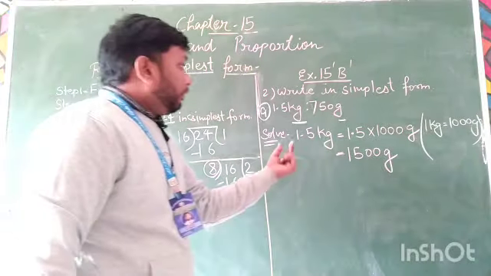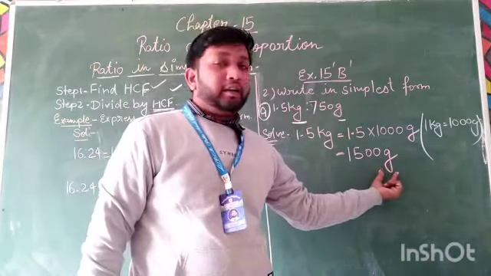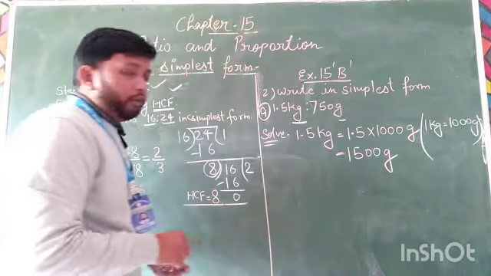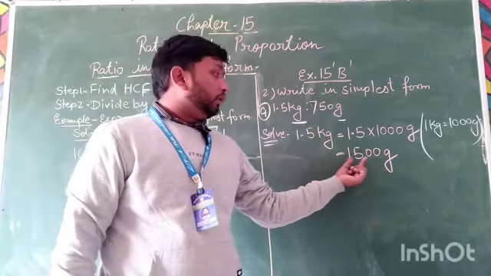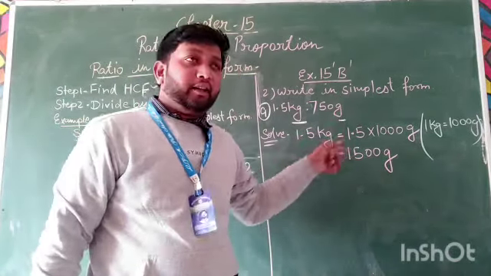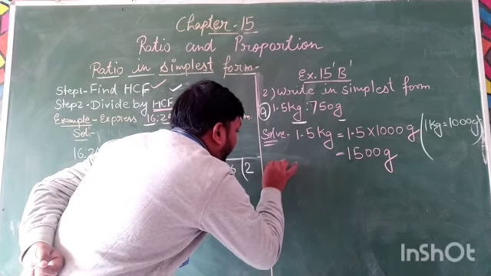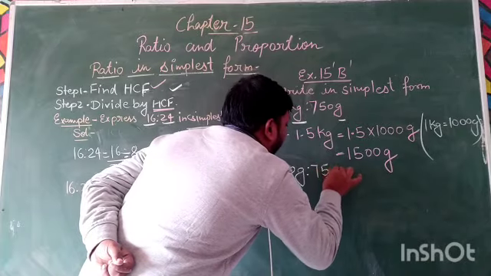Now both the quantities are in gram: 1.5 kilogram converted into gram, and 750 gram also in gram. So now we can write this ratio in simplest form. So what is the ratio? The ratio is 1500 gram to 750 gram.